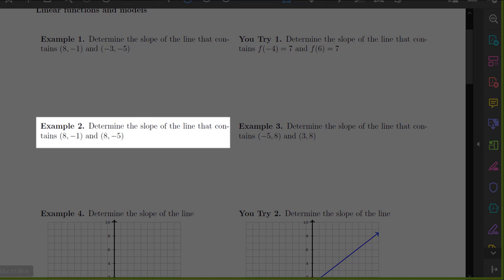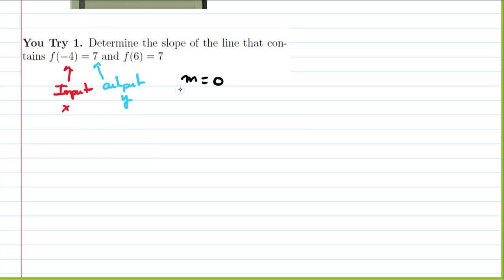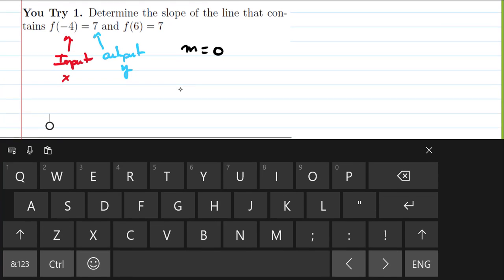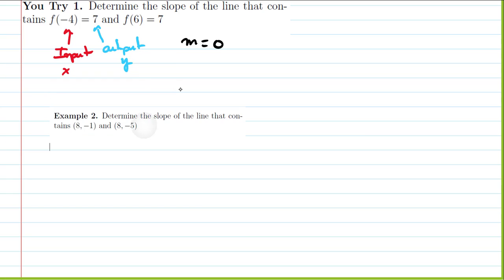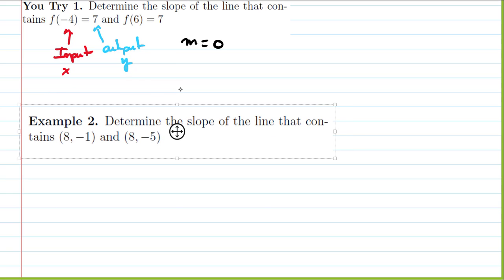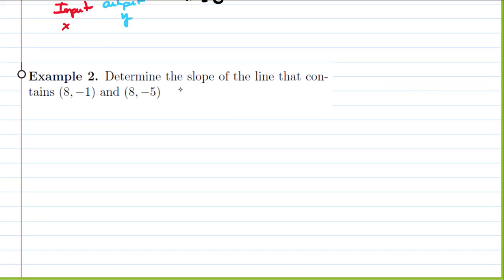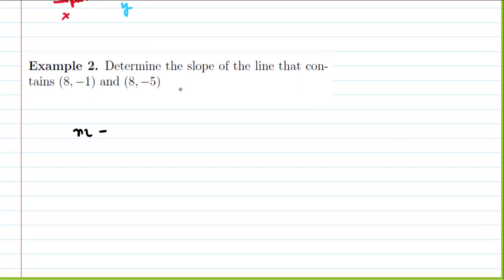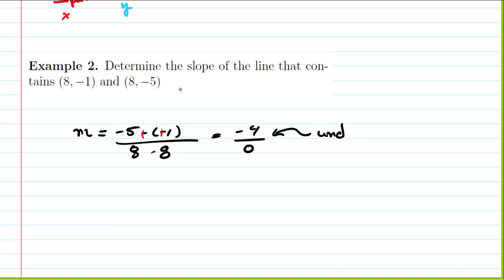Example 2. We want to do the same thing that we just did. So let's go ahead and calculate our slope. So I do my m, I have -5 minus a -1 all over 8 minus 8. I'm going to work this one out by hand, so minus a negative is plus, so -5 plus 1 is -4 over 0. Well, we're not allowed to divide by 0, so this is undefined.